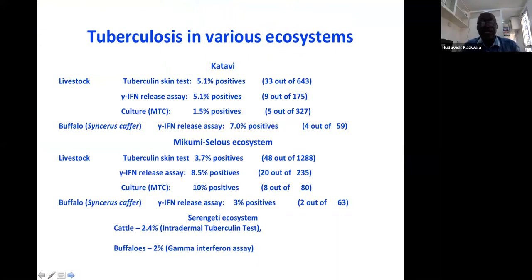For example, in our work in various ecosystems within the country, sorry, I didn't provide the map, but in the west of the country is Katavi, where we looked at livestock and wildlife, mainly livestock and buffalo. Then we had the Mikumi-Selous ecosystem, which is almost in the center of the country. We looked at livestock and buffalo. And then in the Serengeti ecosystem, we also looked at tuberculosis, and we found various levels of prevalence.